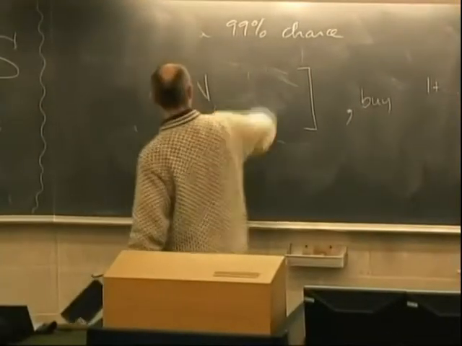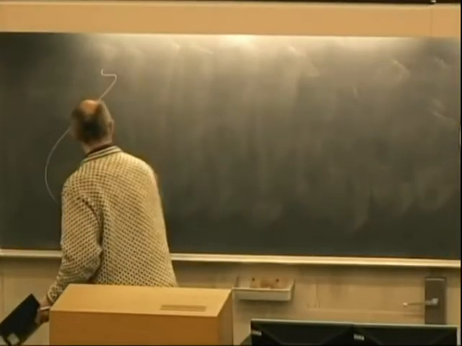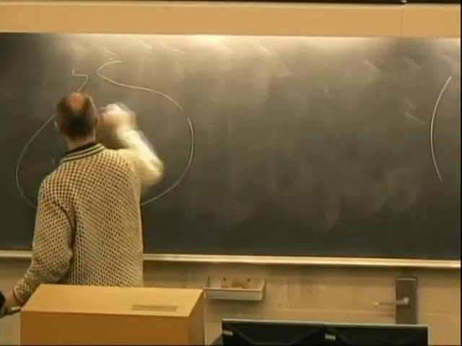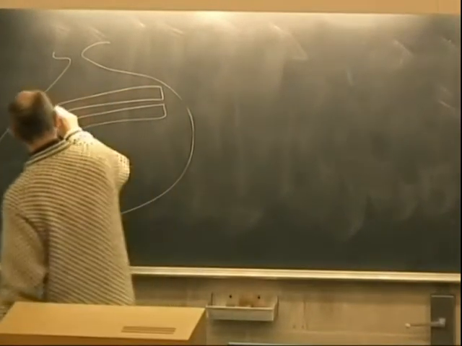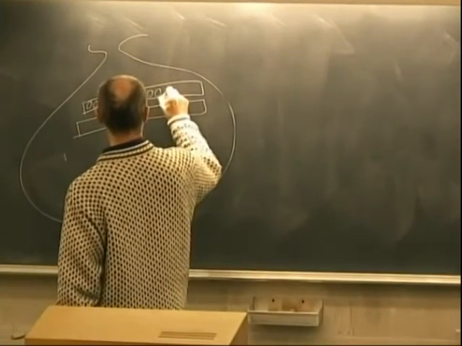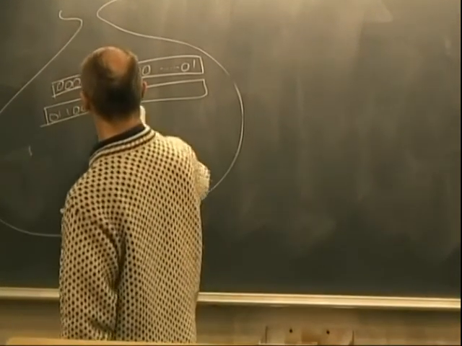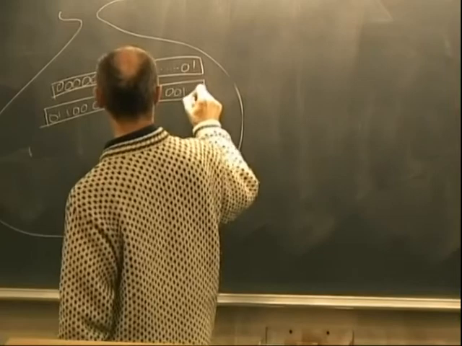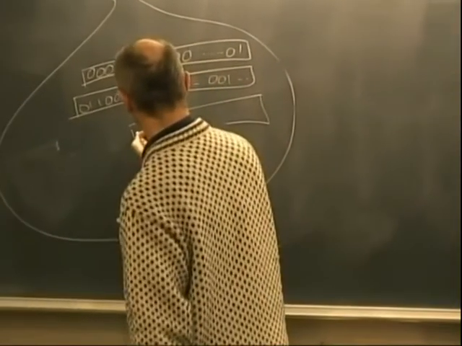When you take those tickets home, let me draw a picture of what you've got. You've got yourself a big bag full of tickets, and every ticket has a great long string of ones and zeros on it, and most of them have about 10% ones. Okay. And it's a very large bag full of tickets.